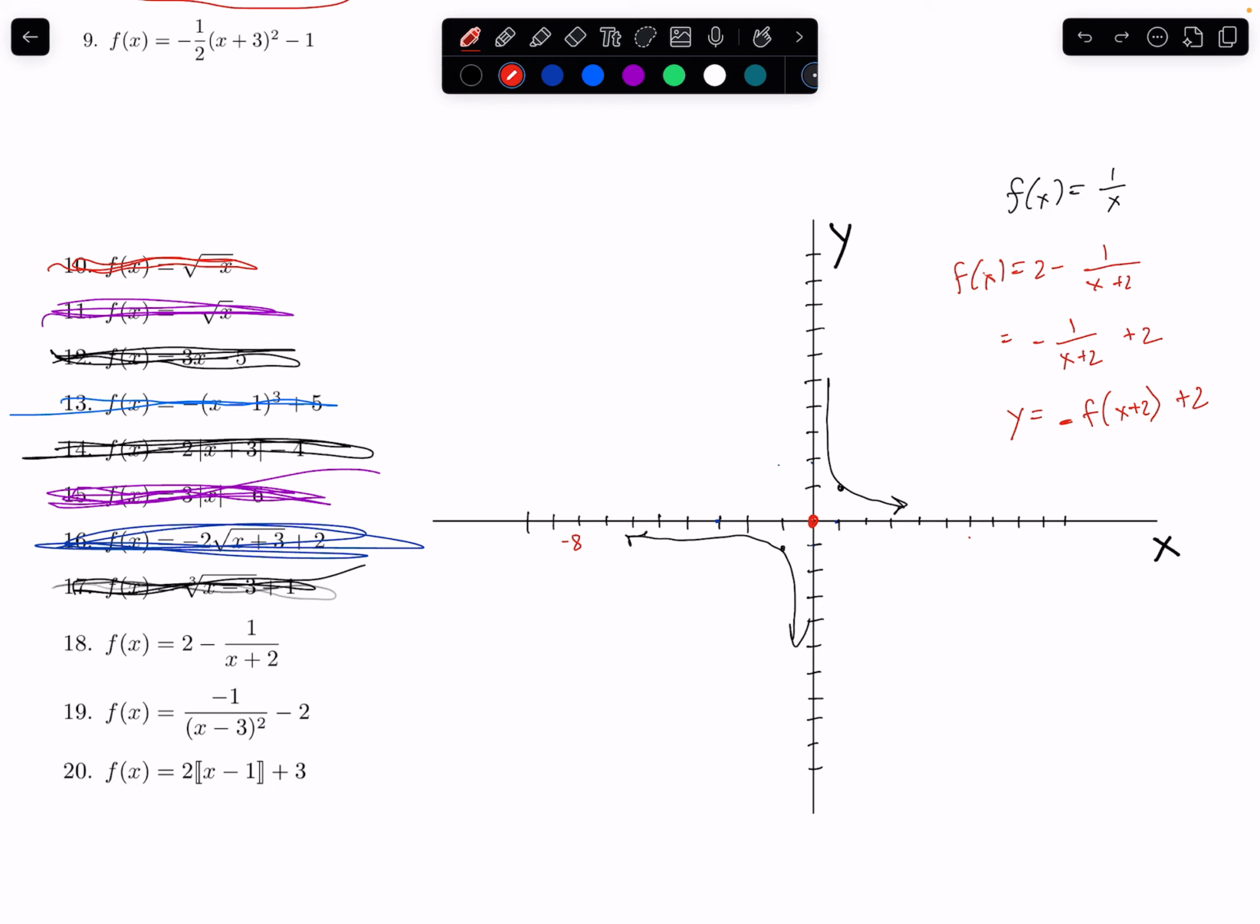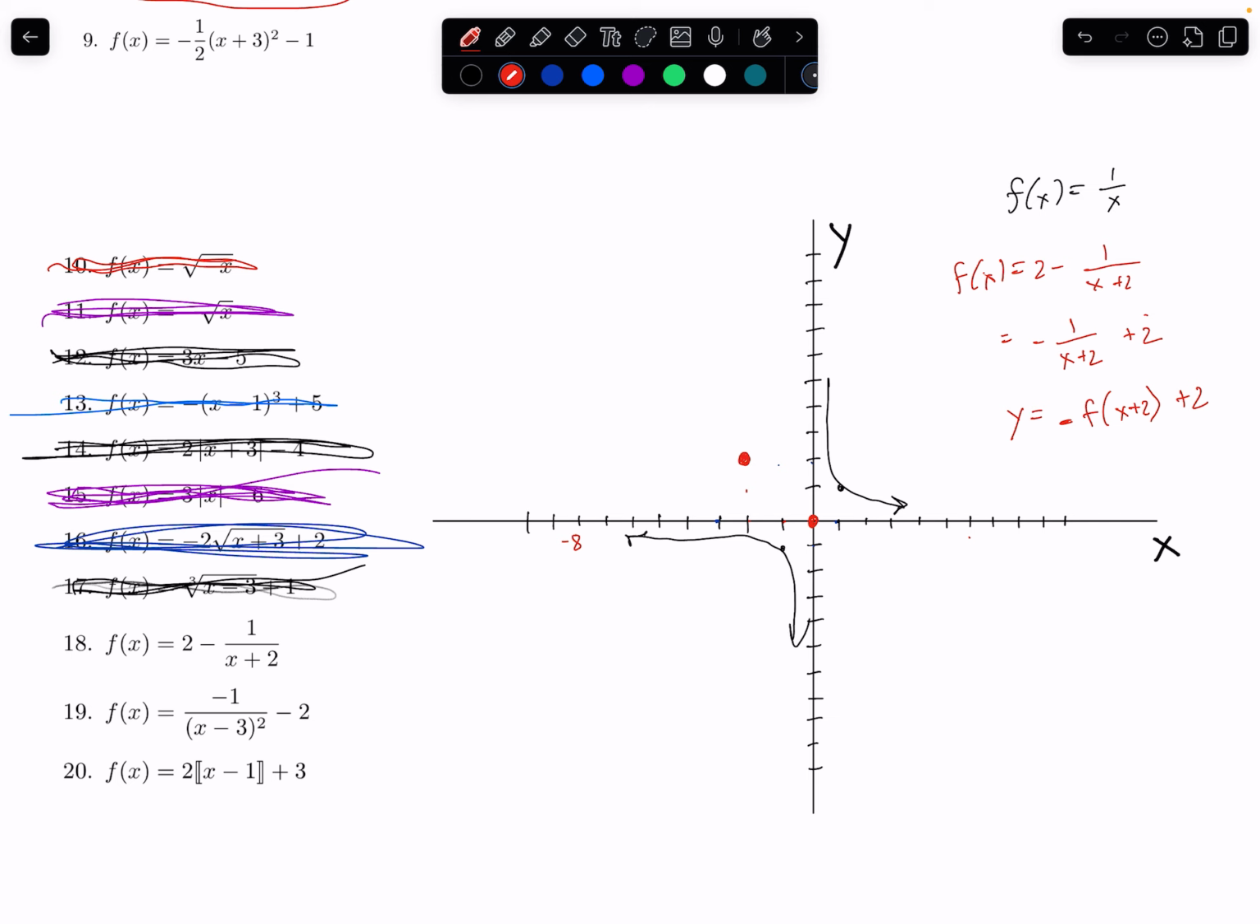Okay, so let's do those things. First of all, let's do the translations, right? So plus 2 means I'm going to the left by 2. So my original starting position was there, but now it's going to be here, right? And then up by 2. So 1, 2, 1, 2. Here's my new starting position.